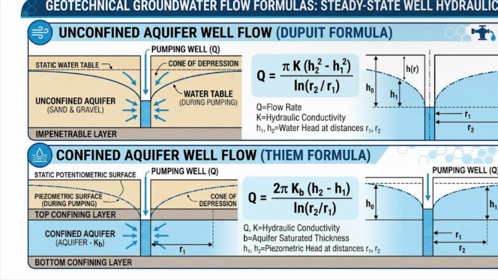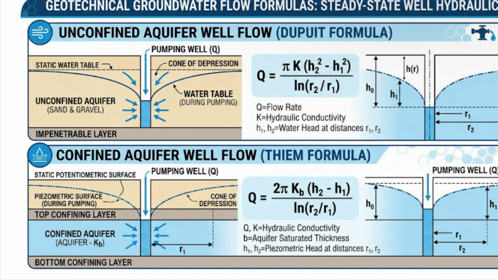The Dupuit-Forchheimer assumptions provide the mathematical foundation for simplifying complex groundwater flow into manageable engineering calculations. By assuming that the water table is nearly horizontal and that flow is purely horizontal and uniform with depth, we can derive the Dupuit formula. This approach is essential in geotechnical engineering for estimating the discharge rate of a well or determining the hydraulic conductivity of an aquifer during a steady-state pumping test.